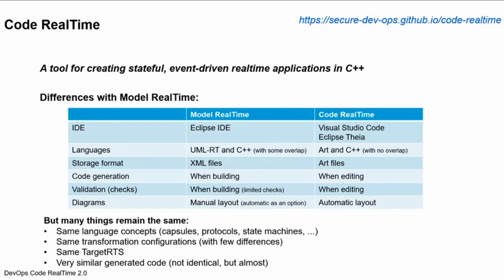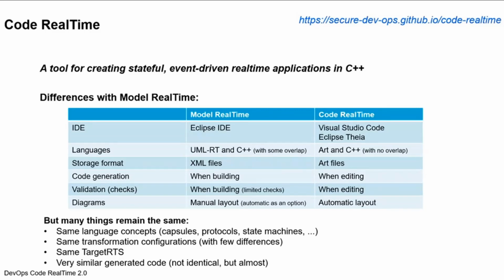There is also a difference if we look at how the files that you create are stored. In Model RealTime, they are stored as XML files. In Code RealTime, it's the Art files that you edit that are stored. That's what you put into your SCM system like Git.